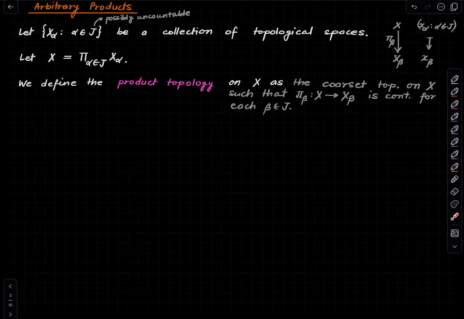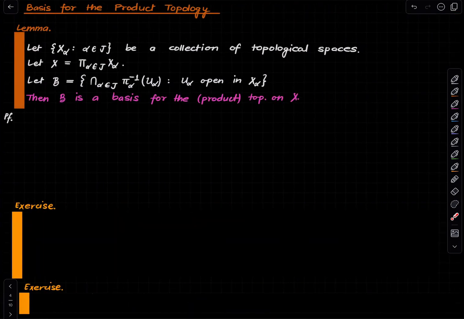Okay, so let's move on. As usual, we'll be talking about a suitable basis for the product topology. Fix, again, a collection of topological spaces indexed by some set J. Let X be the product of all of them. And let script B be this thing. Pause the video and read it. What is this? Okay, let me read it.